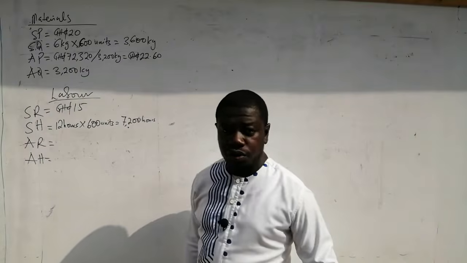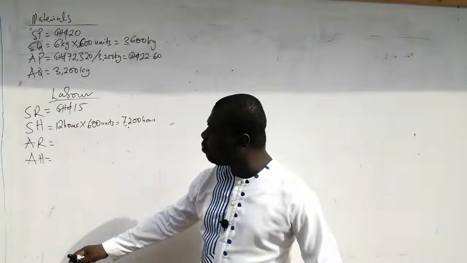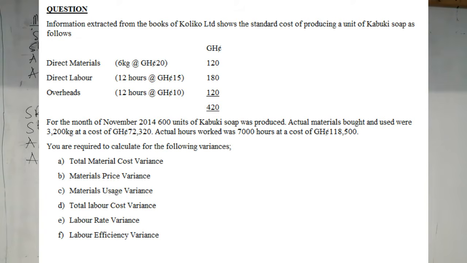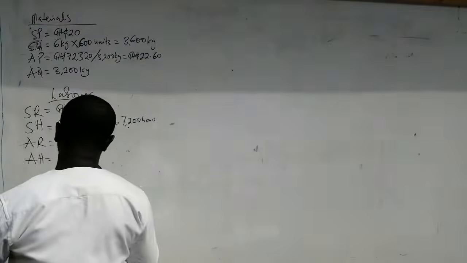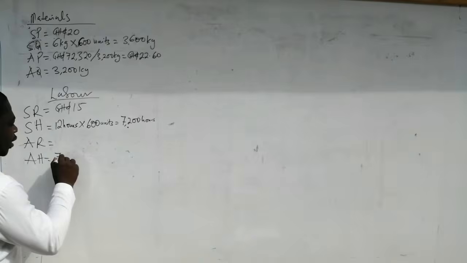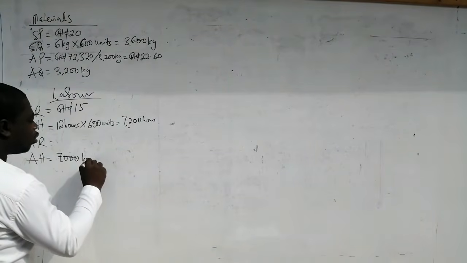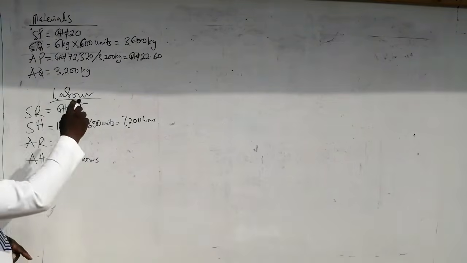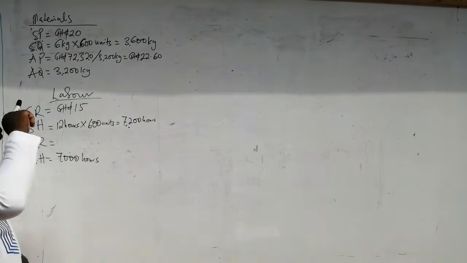Okay, so we come back to the labor as well. Now with the labor, the actuals for the labor, we are also told that actual hours worked was 7,000 hours at a cost of 108,500. So we are told that the actual hours are 7,000 hours. It was already given to us in bulk, so we don't need to multiply. If it was given per unit, we would have multiplied by the same 600 that was produced.